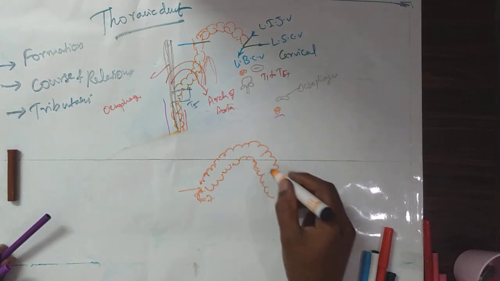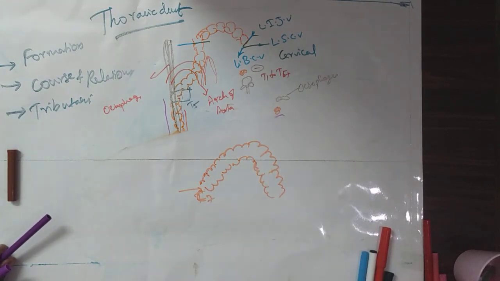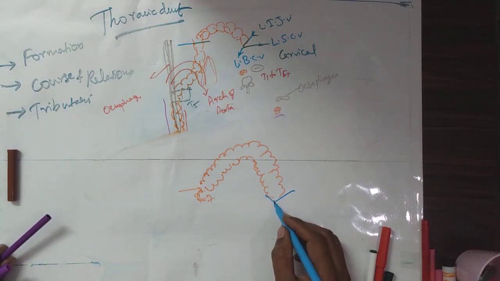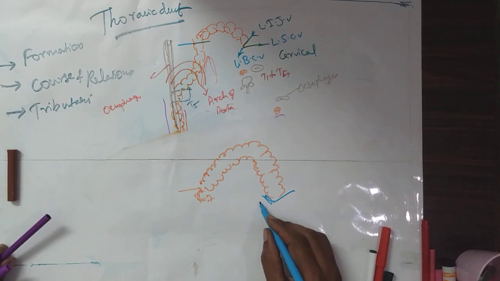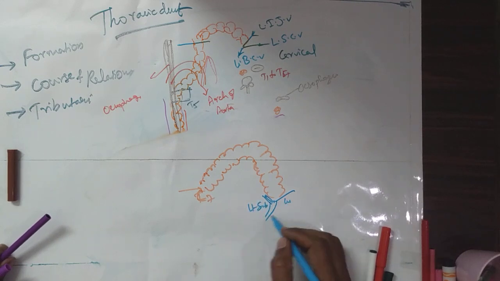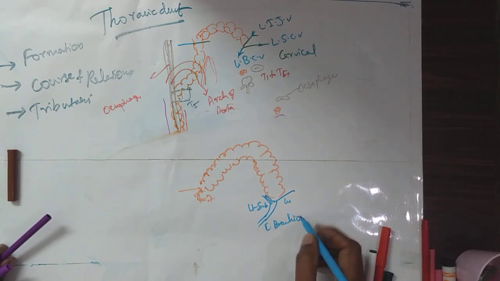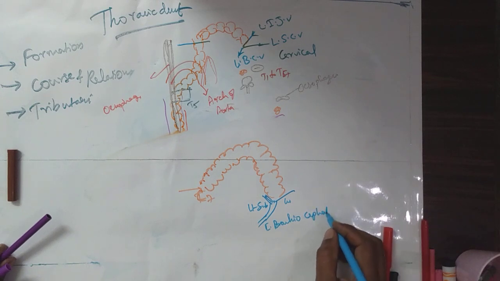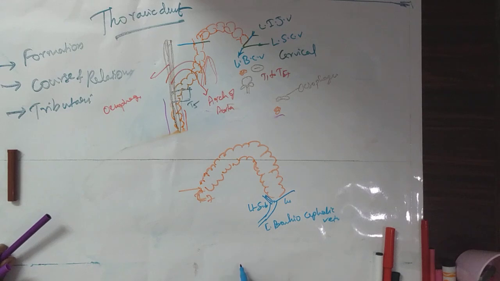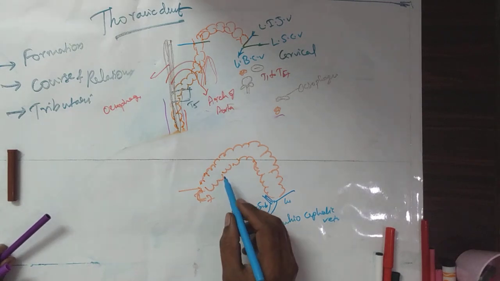From there it's going laterally, and at last it's draining near the junction of the left subclavian and left internal jugular veins, which are draining into the left brachiocephalic vein. So here what are the relations of this thoracic duct?